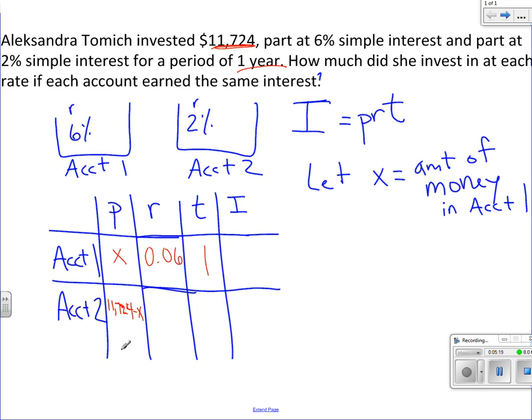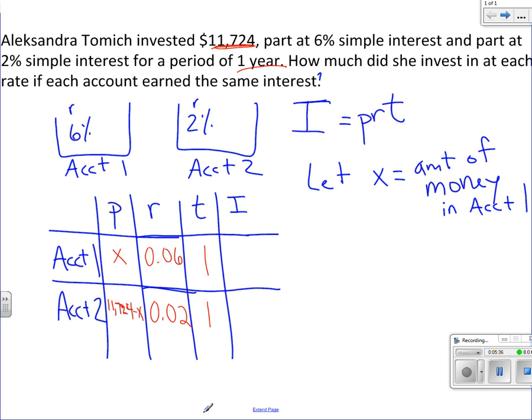Now let's look at account 2. Account 2's interest rate is 2%, right? Account 2, 2%. As a decimal, that's 0.02. How much time goes by? Oh, a year.